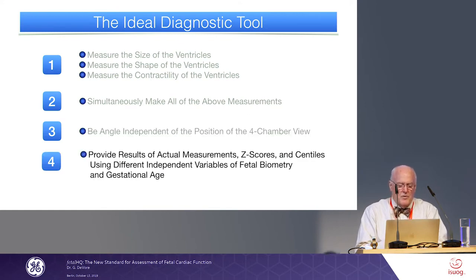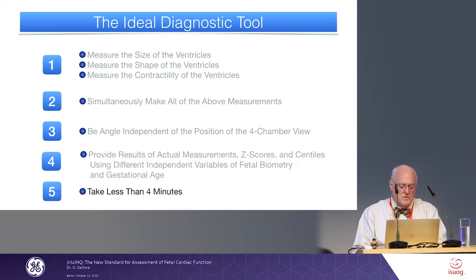And third, provide the results of actual measurements, z-scores and centiles using different independent variables of fetal biometry and gestational age. Now, why is that important? That's important because if you have a fetus with a certain condition, you may not want to choose gestational age as your independent variable. You may want to choose the weight or the head circumference. And finally, you want to be able to have quantitative measurements. And finally, it should take less than 4 minutes.